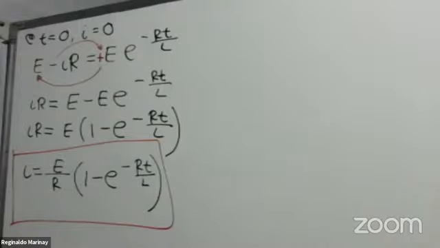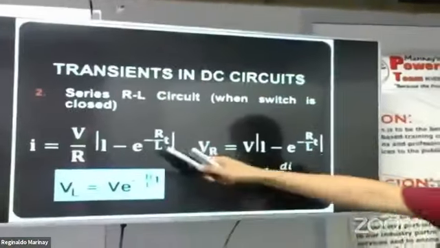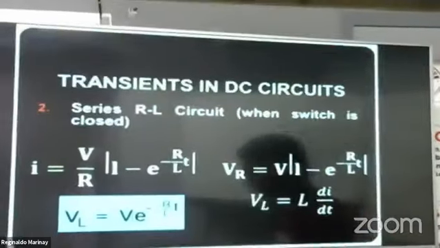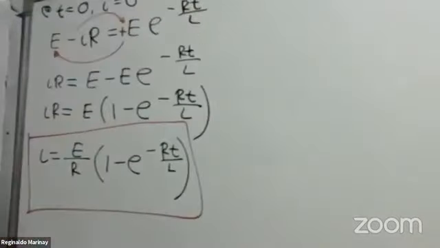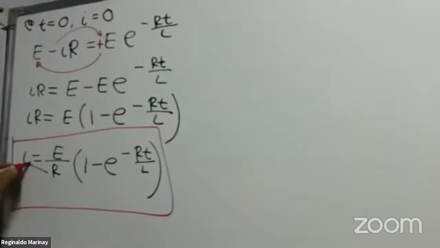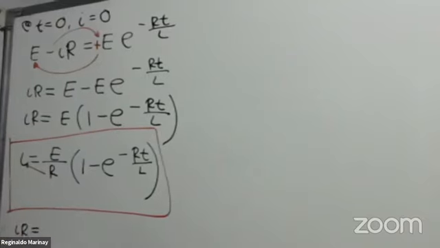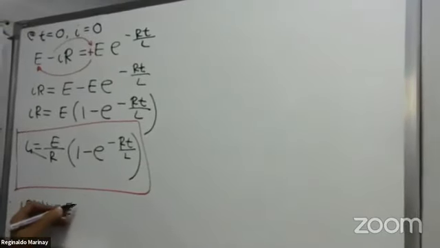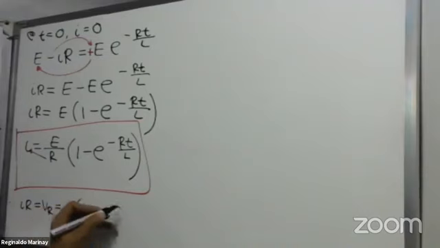Okay, let's go over with our PowerPoint. Take a look here. So, we have our VR. Where did we get our voltage at the resistor? Please take note. Our voltage in our resistor, I will cross-multiply R here so that it will become IR. By the way, what is our IR? That is the voltage in the resistor, right? So that is equal to our E times 1 minus E raised to negative Rt over L.